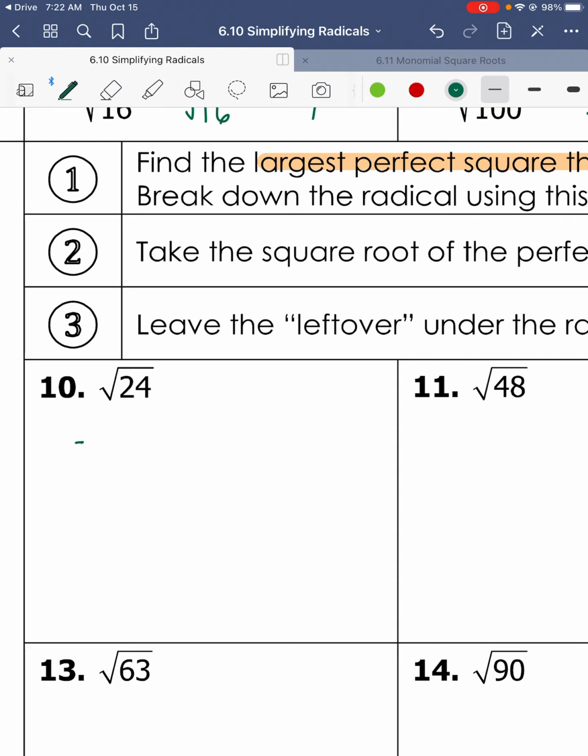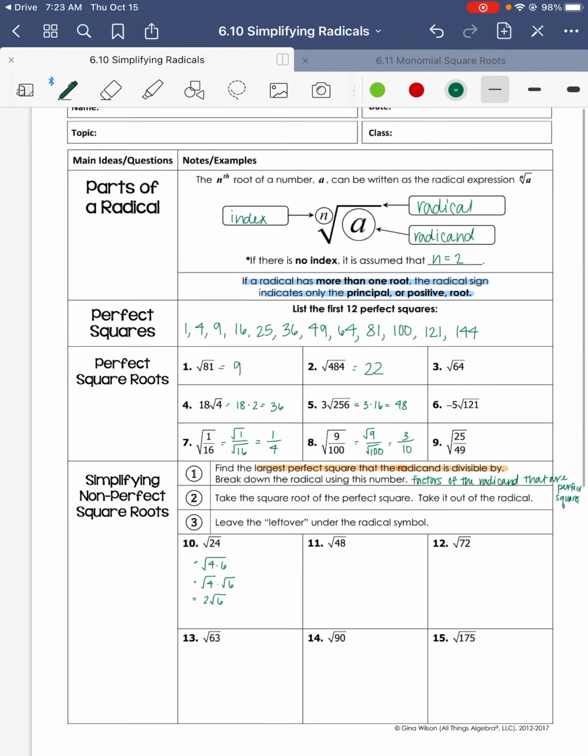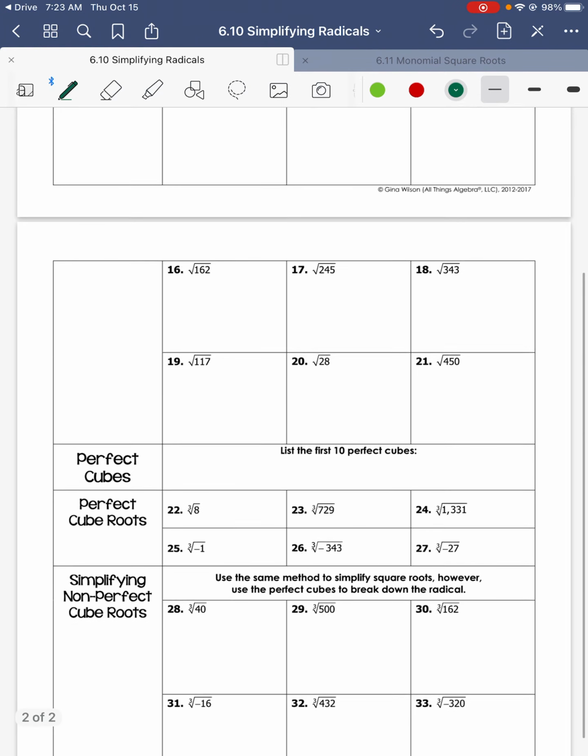Okay, so let's do this again. We have the square root of 24. So let's see, factors of 24 that are perfect squares. So 4 is a perfect square and is a factor. So the other factor would be 6. Okay, so we write this as the square root of 4 times 6. And then we can split that radical apart to the square root of 4 times the square root of 6. And then simplifying, we get 2 times the square root of 6. Okay, so these are the ones that we practiced yesterday.